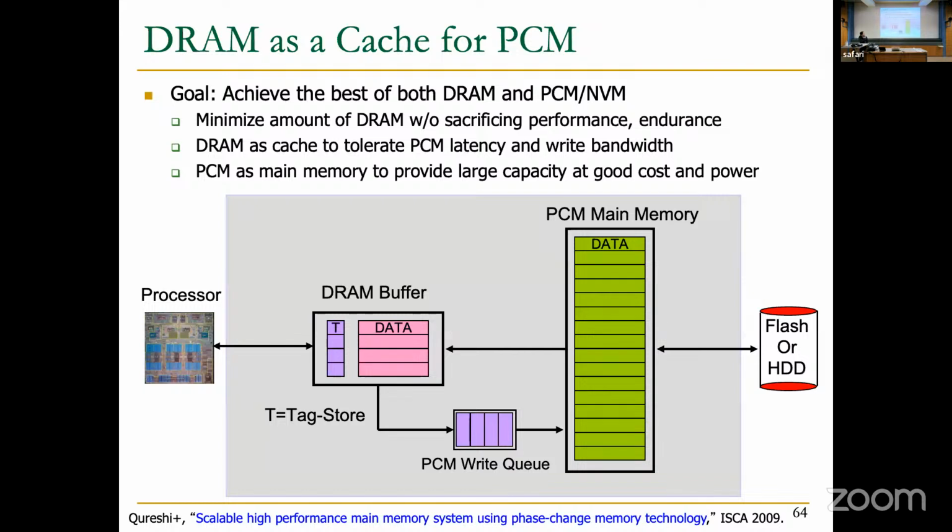So here is the system where we use DRAM as a cache for PCM. The goal is to achieve the best of both DRAM and PCM, or NVM, let's say. We need to minimize the amount of DRAM without sacrificing performance and endurance. DRAM acts as a cache to tolerate the PCM latency and write bandwidth, and PCM acts as a memory to provide large capacity at a good cost and power. As you can see here, we store the tags and the data in the DRAM buffer, and when we write to PCM, we connect through this kind of structure.